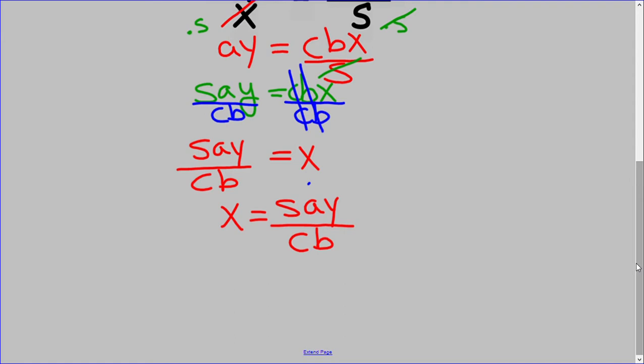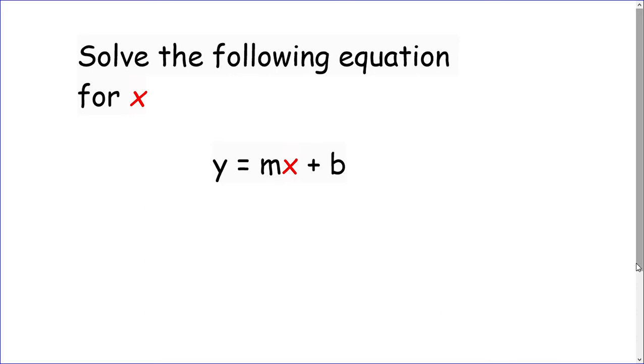Okay, so a little bit of rearranging to start with. Hopefully you've seen this one before. Equation for a straight line, solve the following equation for x. So again, give it a try on your own, and we'll just see how you do.